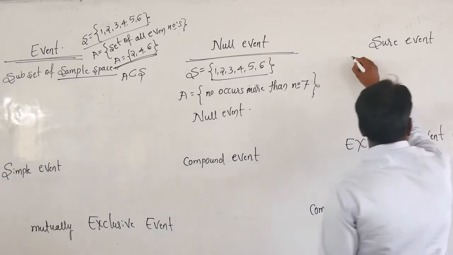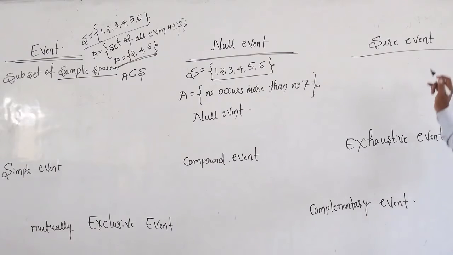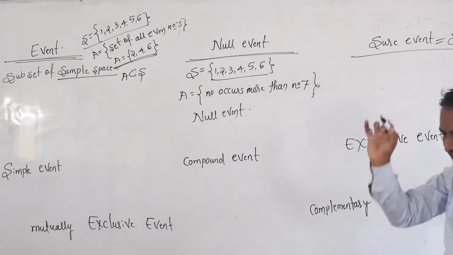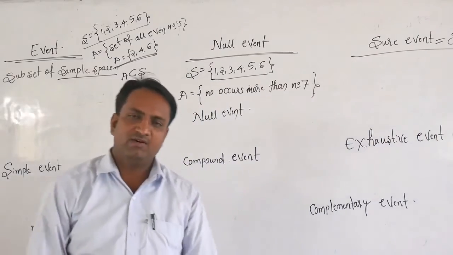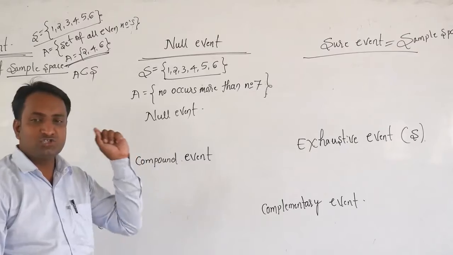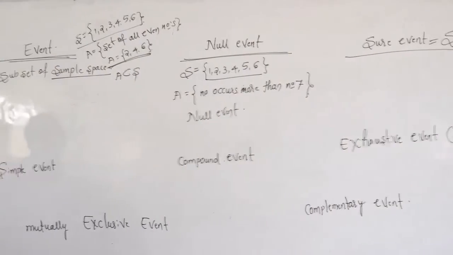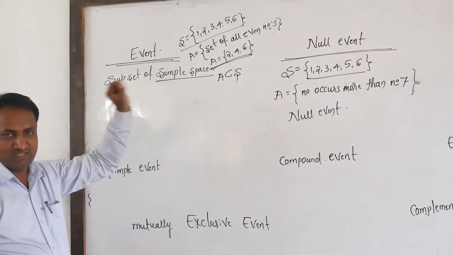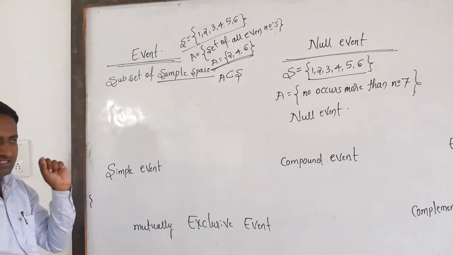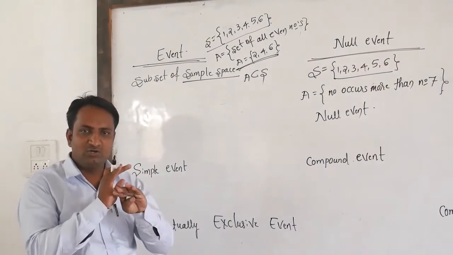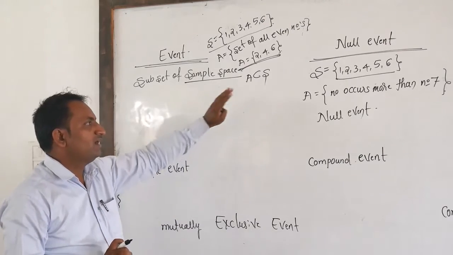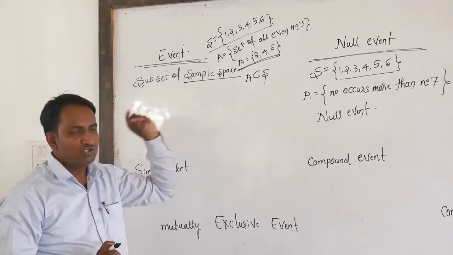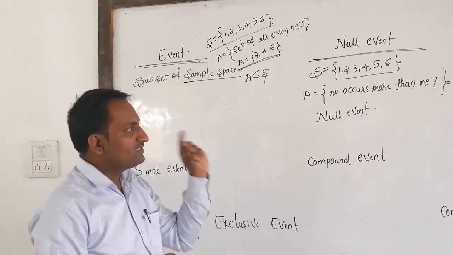Sure event. A sure event is equal to the sample space. The sample space is called the sure event. Whatever occurs, that is a sure event. To recap, an event is a subset of a sample space. A null event is when no outcome occurs for the given term. A sure event is equal to the sample space.